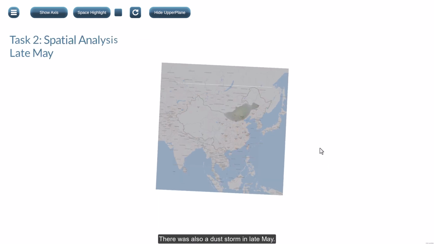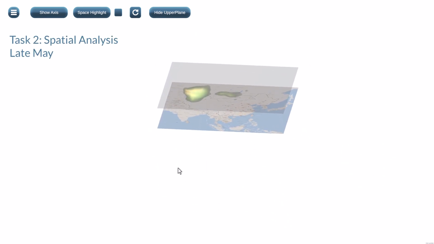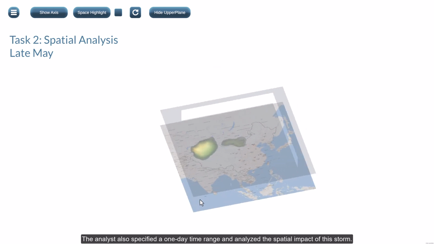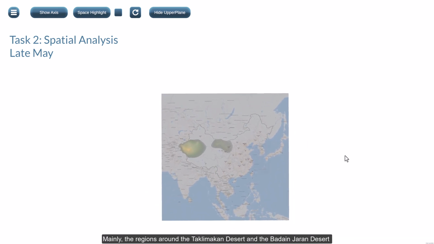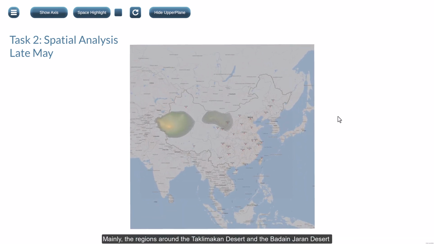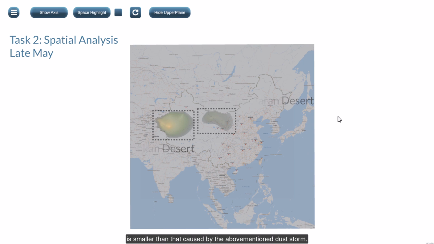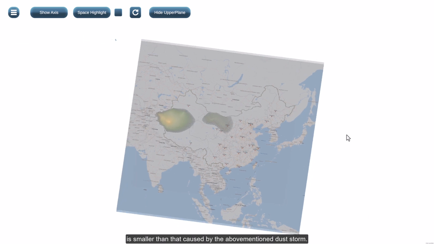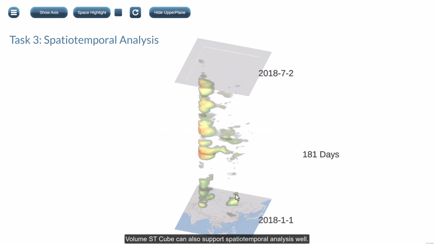There was also a dust storm in late May. The analyst also specified a 1-day time range and analyzed the spatial impact of this storm. Mainly, the regions around the Taklamakan Desert and the Badain Jaran Desert were moderately polluted due to the dust storm. The spatial range of moderate pollution caused by this dust storm is smaller than that caused by the above-mentioned dust storm. VolumeSTCube can also support spatiotemporal analysis well.